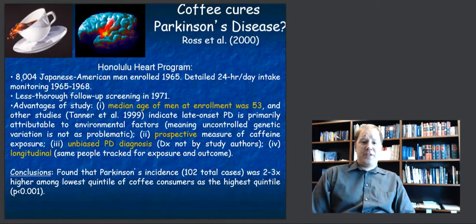What did they find in the study? Well, they found that there were 102 total cases of Parkinson's out of these 8,000 men who had been studied in the 1960s. By 2000, their Parkinson's incidence was between 2 to 3 times higher among the lowest quintile of coffee consumers as opposed to the highest quintile. And that was a statistically significant result at 1 in 1,000. So a very, very statistically significant result.